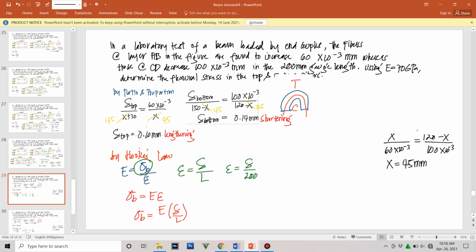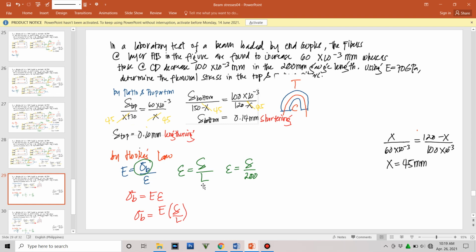Okay? And then by Hooke's law, we can now derive sigma. So ito, galing yan sa general formula. Okay? So by Hooke's law, remember Hooke's law is the condition where the stress is proportional to the strain. Okay? That is why E is equal to stress all over strain. Hence, strain is equal to deformation all over the length. Okay? So ito, sinubstitute ko lang na yung length niya or the gauge length in the problem is actually 200 millimeters. Okay?